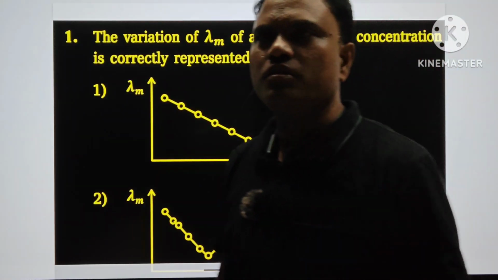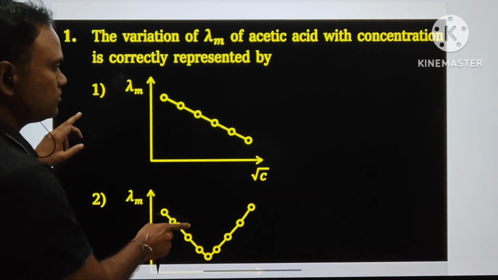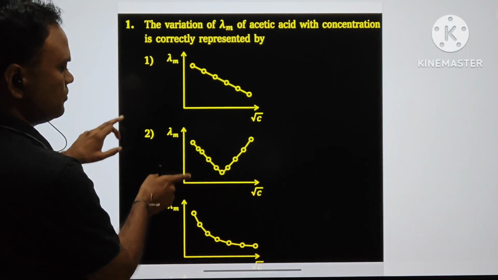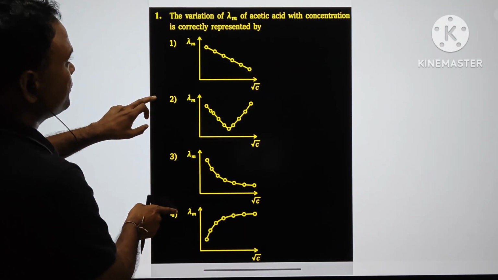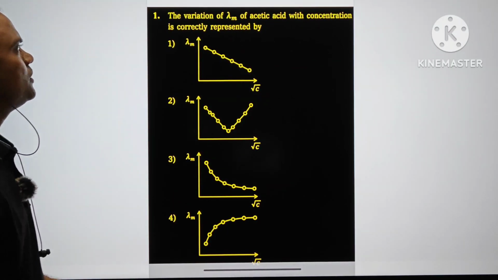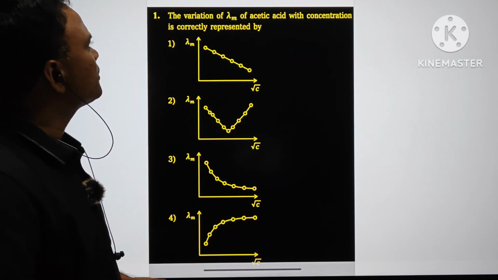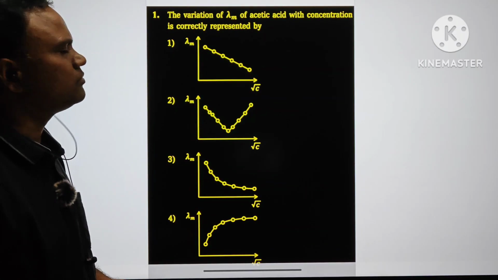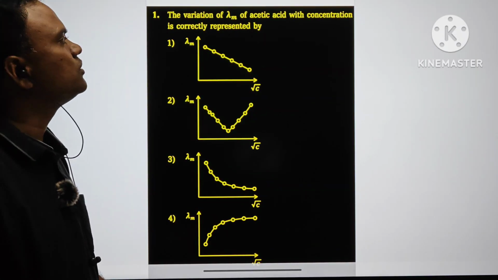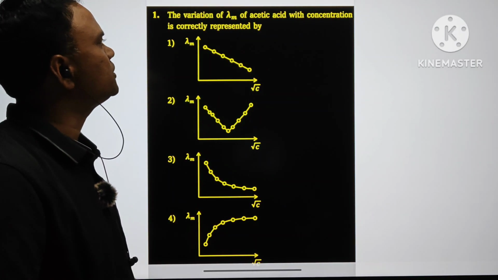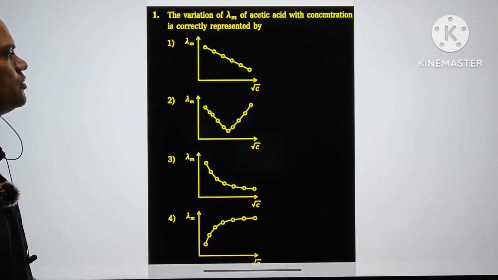Let us start. See this question, all of you. The variation of molar conductance of acetic acid with the concentration is correctly represented as.